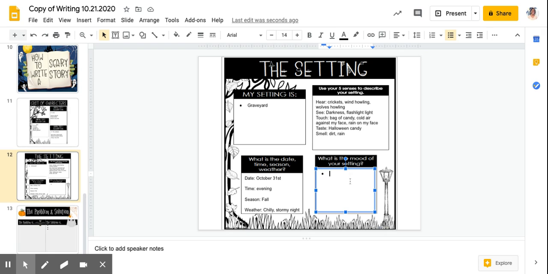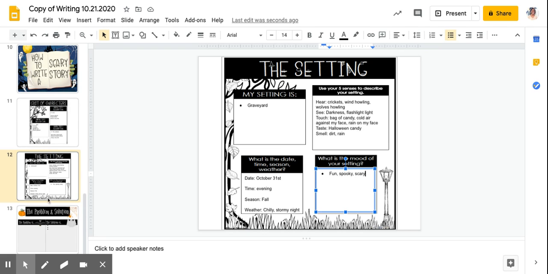And then this one says, what is the mood of your setting? So what kind of mood are you feeling? In the beginning, I'm thinking my mood's kind of fun. I'm having fun playing hide and seek with my friends, or my friend, because I only have 2 characters. And then I think that it's going to turn spooky or scary. So those are my 3 moods that I'm going to put for my setting.